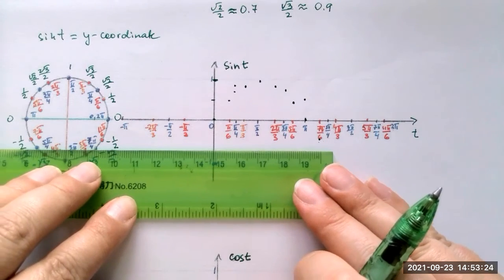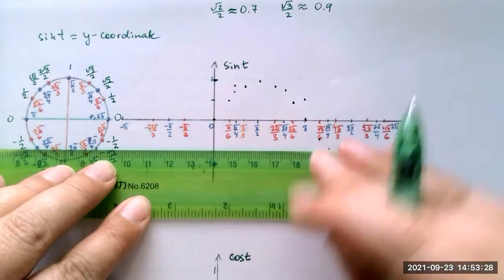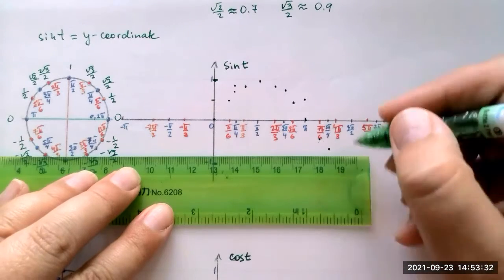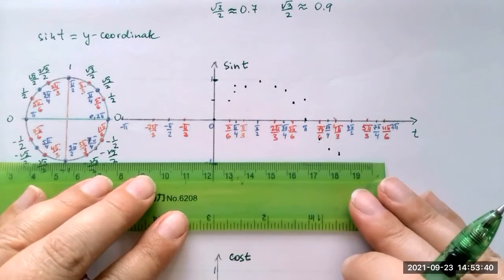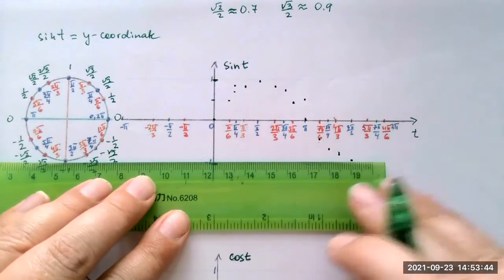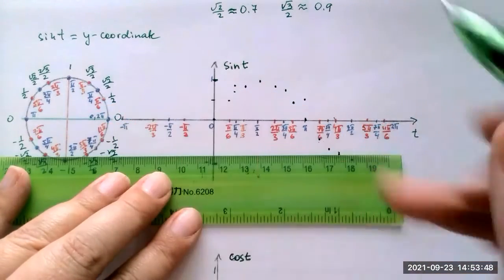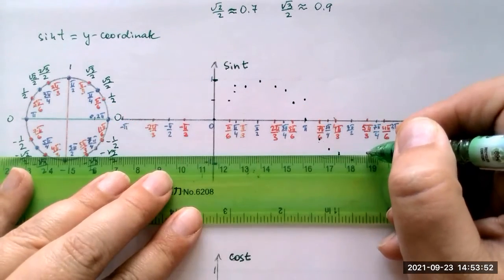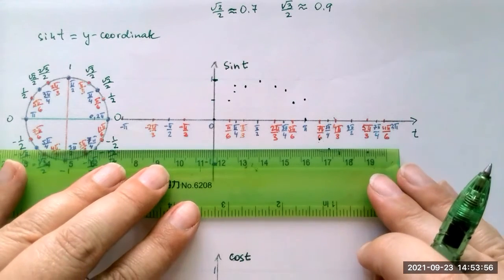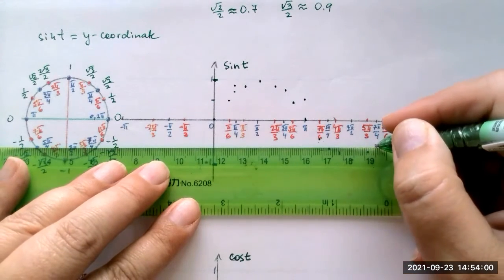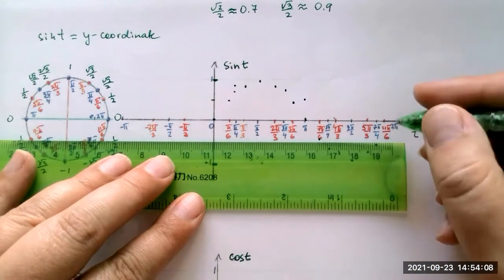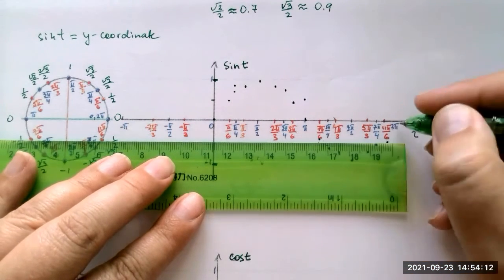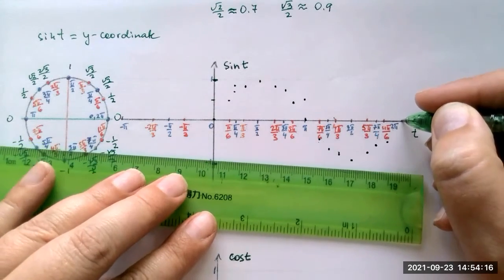5 pi over 4. Okay, 4 pi over 3. And 3 pi over 2. And then going back up this way around. 5 pi over 3. 7 pi over 4. 11 pi over 6. And 2 pi. So my negative is here.